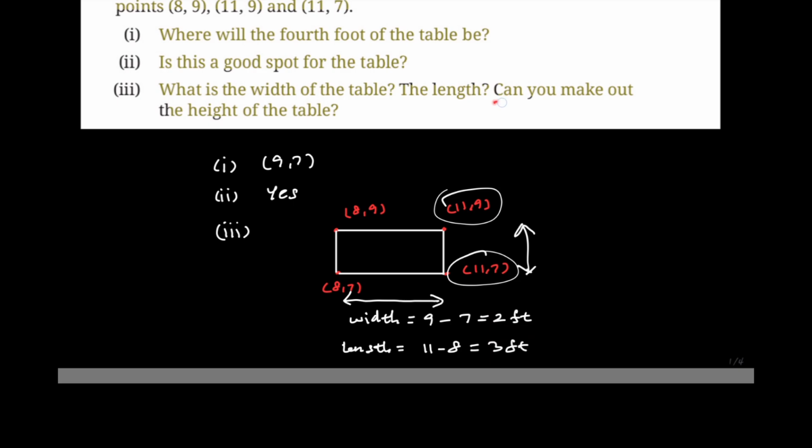One more question is there, can you make out the height of the table? No, we cannot make out the height of the table because the given information is only two-dimensional, length and width. We have everything in two dimensions, so we cannot find the height of the table because it's three-dimensional. So the answer for this question is no, we cannot make out the height of the table.